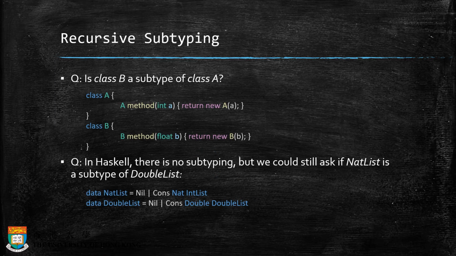We might want to know if two recursive types are subtypes. For example, we define two classes in a Java-like language, and they have similar structure. We wonder, is class B a subtype of class A? In Haskell, although there is no subtyping, we could still want to know if net list is a subtype of double list.